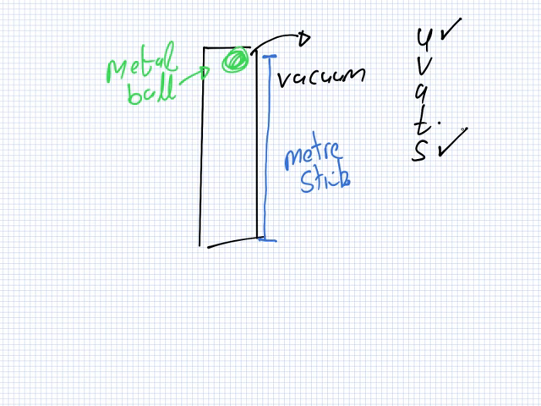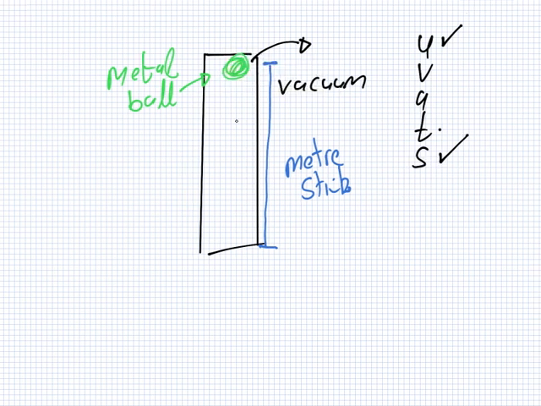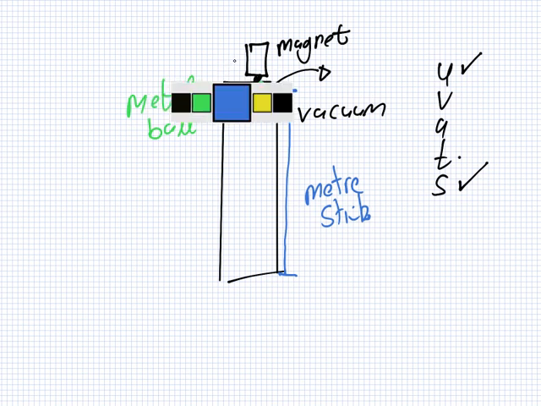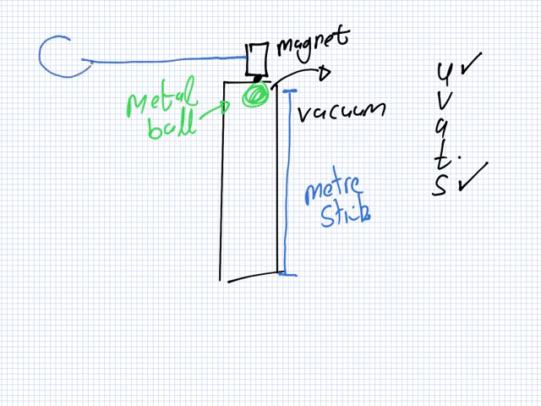To measure time. Do we have a millisecond stopwatch? What you could do is have here a magnet, and this magnet can hold this ball here. And then you have this connected up to a stopwatch, and have this connected up here to a laser.